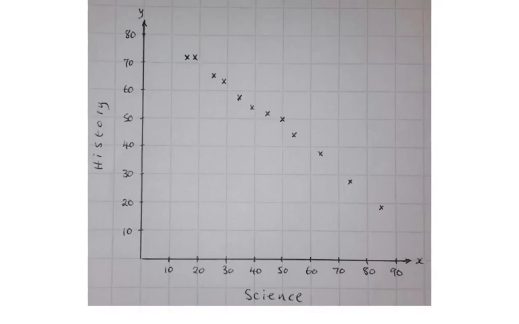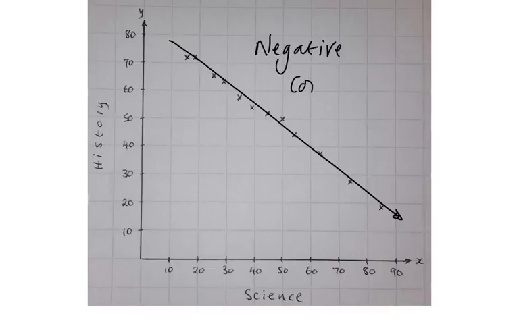I've now plotted all of my 12 points, and you can see that the general trend is a downward trend, which means that when we talk about the correlation or the relationship, we have a negative correlation, and that's all you need to write to get full marks to describe the relationship.